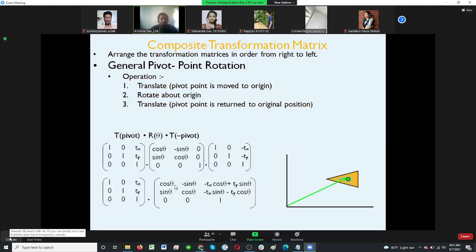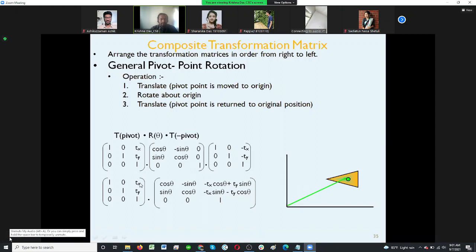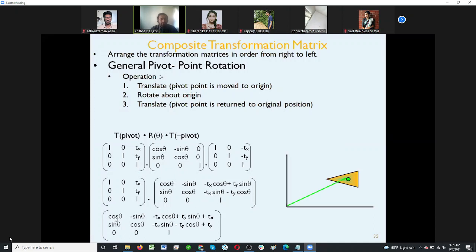Then if we do this, again that row and that column, this way for getting all the elements, we finally get this one: cos theta, minus sin theta, minus tx cos theta plus ty sin theta plus tx, and here sin theta, cos theta, minus tx sin theta minus ty cos theta plus ty, and 0 0 1. So now this is my composite transformation function for general pivot point rotation, right?